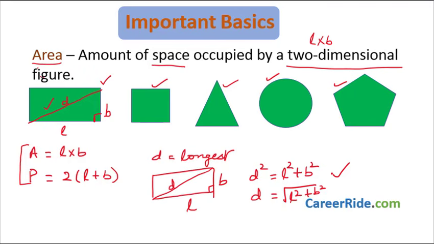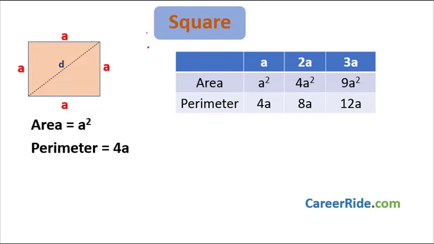Okay, let's move on to the next figure now. The next figure usually based on which the questions are asked in this chapter is that of a square. So we have got a square here whose sides are A and its diagonal is D. We know that the area of a square is side square, and the side here is A, so it is A square. The perimeter of a square is 4A, 4 into the side.